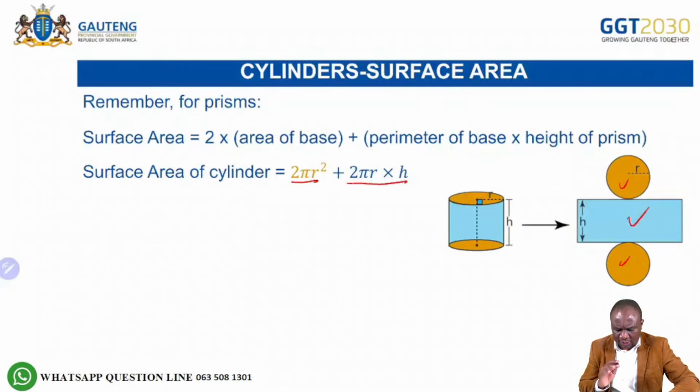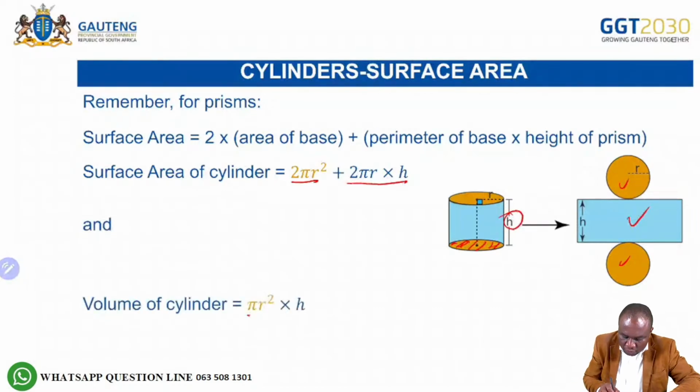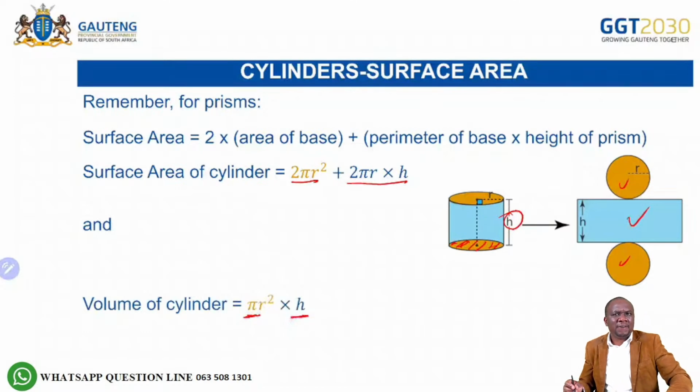Okay, right, just wait, I'm going to give you time to write your formula. And then the volume is still area of the base times height of the prism. We're using that. So it's area of the base, which is a circle, times height of the cylinder. So it's going to be pi r squared times height. That's how you find the volume.